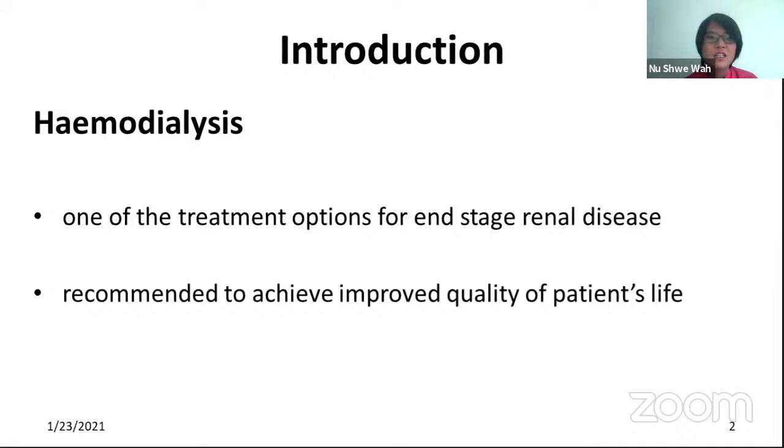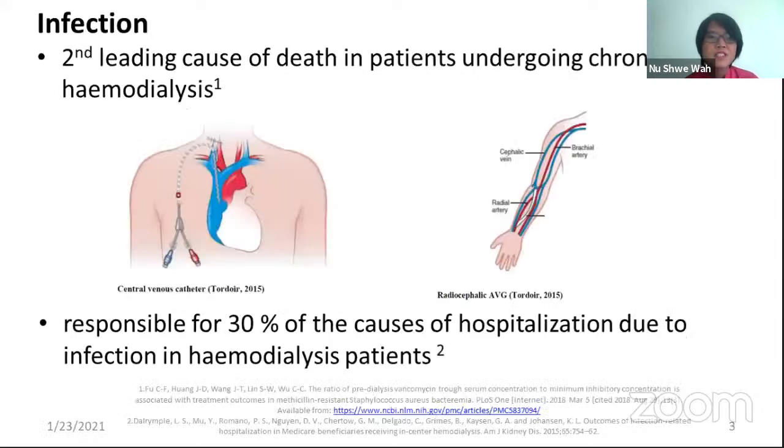For the introduction, hemodialysis is one of the treatment options for end-stage renal disease, and it is recommended to achieve improved quality of patients' life. Infections have been the second leading cause of death in patients undergoing chronic hemodialysis. The presence of a central venous catheter and arteriovenous graft makes patients more prone to infections. Intravenous catheter and arteriovenous graft-related infections are responsible for 30% of the causes of hospitalization due to infection in hemodialysis patients.